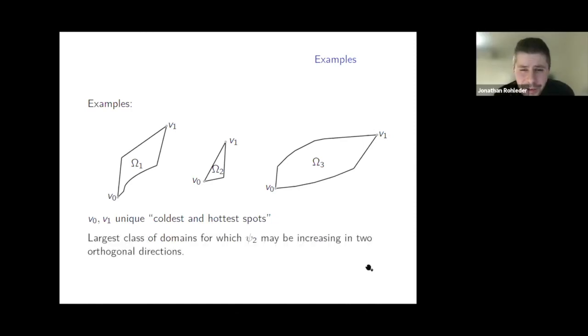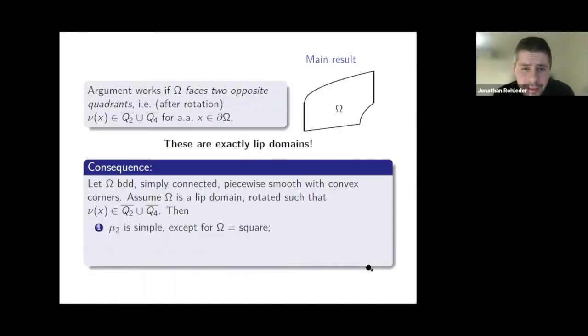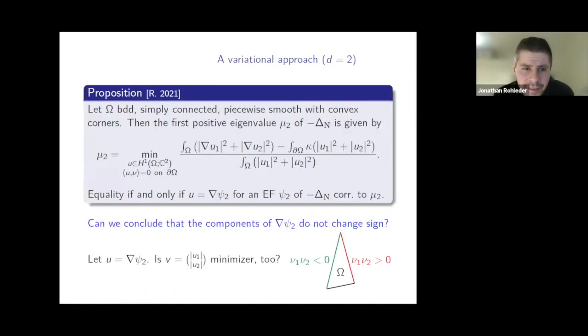The part that certainly would work in higher dimensions is the minimum principle, the variational principle, replacing the curvature by something appropriate, maybe the mean curvature. One just has to compute what that looks like. So the variational principle would certainly be fine, and the minimizers would still be the gradients of normal Laplacian eigenfunctions for the second eigenvalue.